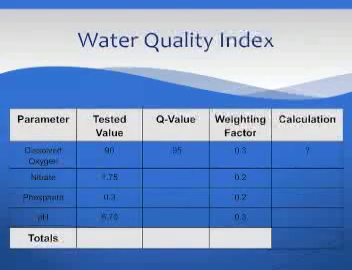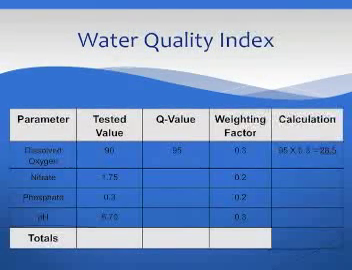So we can go over to our chart, put a 95 in our Q value section, and then we want to multiply that by the weighting factor. We get 28.5. Now, when all these are added up in the end, we'll get a grade out of 100. So 28.5 is the contribution from dissolved oxygen.